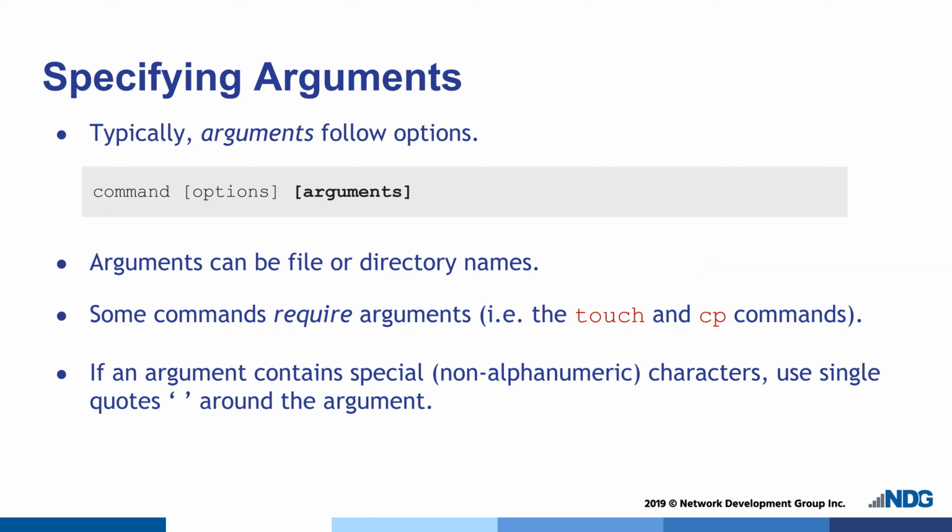When you specify arguments, these are typically going to follow the options. Arguments can be any file or directory name. Sometimes commands will require arguments, such as the touch or the cp commands. Touch being create a file and cp being copy. If we have any argument that contains special non-alphanumeric characters, use a single quote around the argument so that you can bring everything inside there.